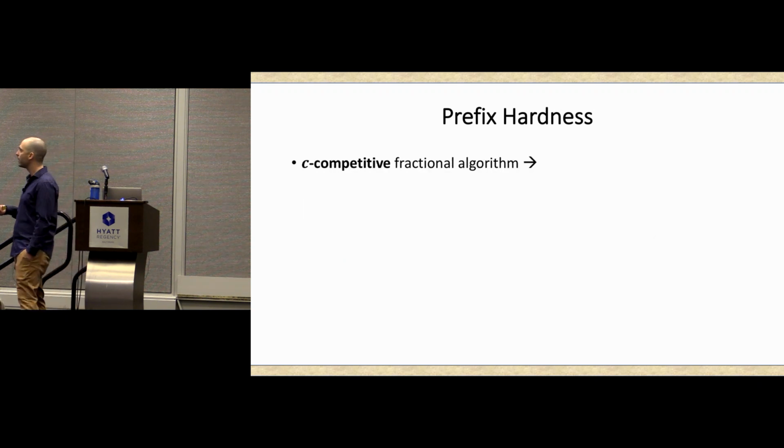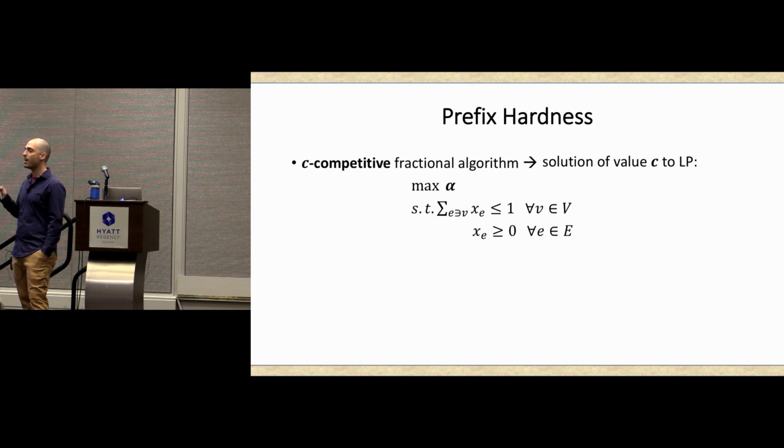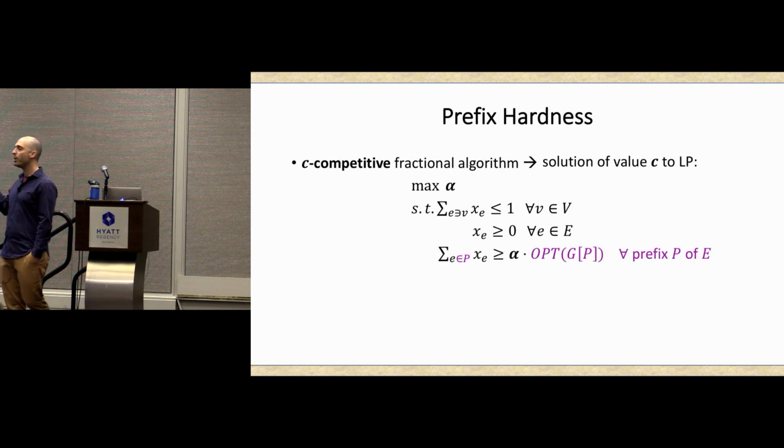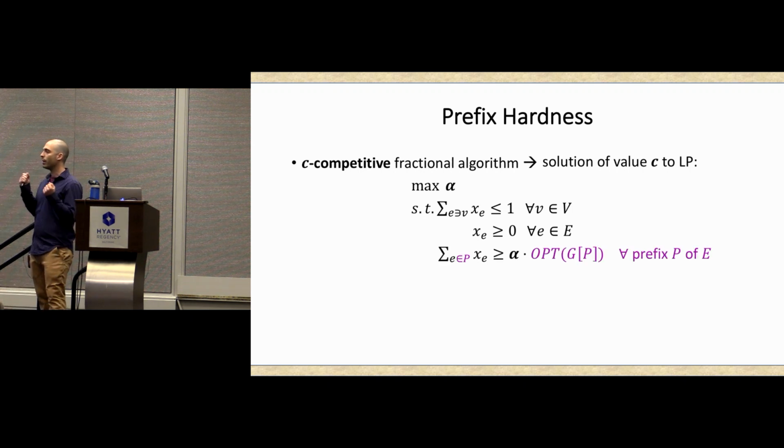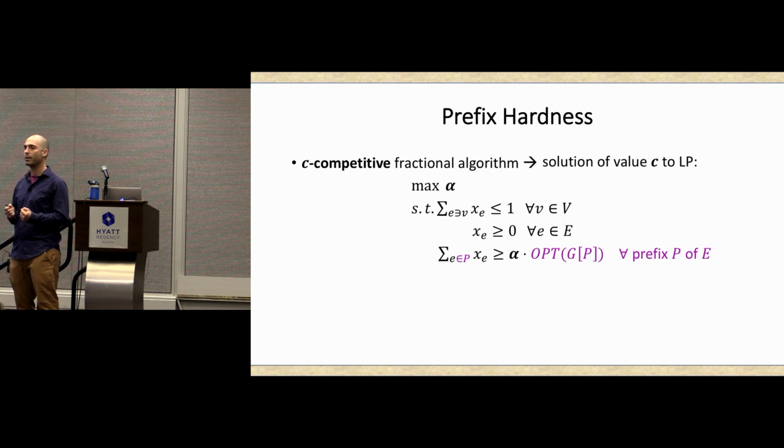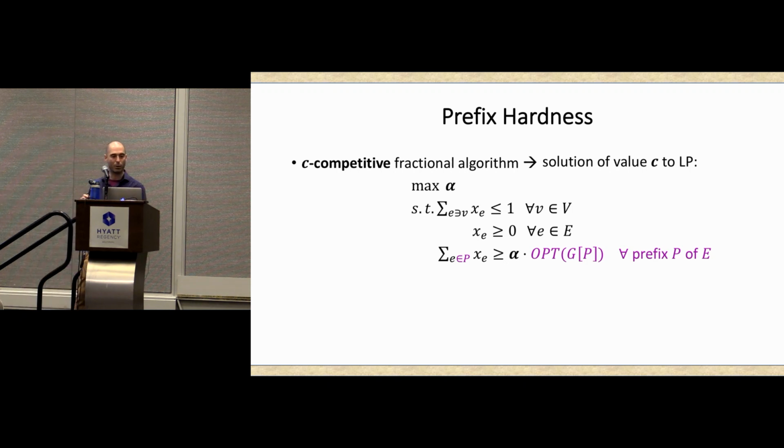which in particular implies that if you have a C-competitive fractional algorithm, then you have to have a solution of value at least C to the following LP. We're going to maximize alpha, which will be our competitive ratio, subject to x being a feasible fractional matching. And in addition, for every prefix of the edges, the total x value accrued over this prefix P has to be at least alpha times the max matching in that prefix's induced graph. Okay, that's the overall idea.